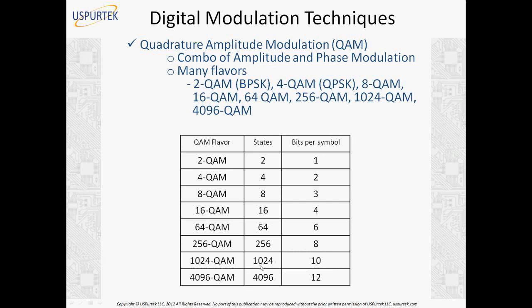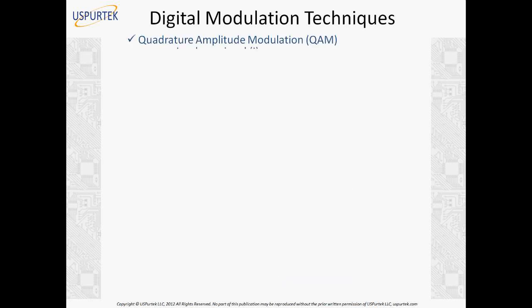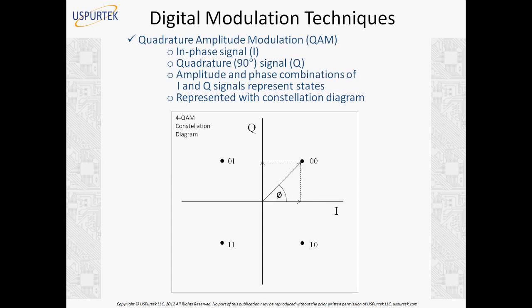So basically, just to simplify QAM, any QAM signal will have 2 signals: an in-phase signal, which is I, represented by this horizontal axis, and a Q, which is at 90 degrees, a perpendicular axis. So there is a phase difference of 90 degrees between the 2 signals, between I and Q. That is why we call it quadrature. Quadrature means 90 degrees.